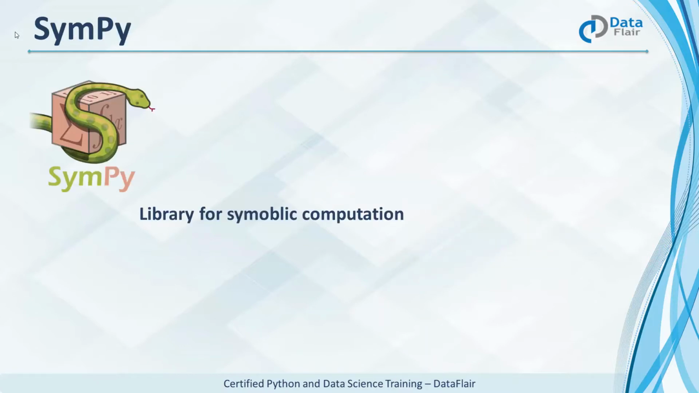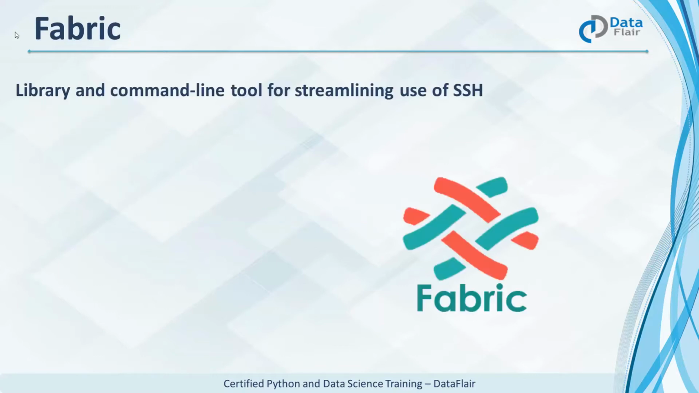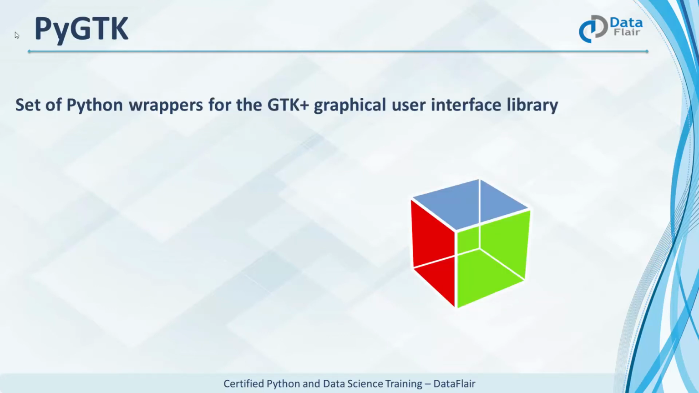SymPy is a library for symbolic computation. It has computer algebra capabilities and can be used as a library or standalone. Fabric is a library and a command line tool for streamlining the use of SSH for deploying applications and systems administration tasks. And PyGTK is a set of Python wrappers with a GTK plus graphical user interface library.